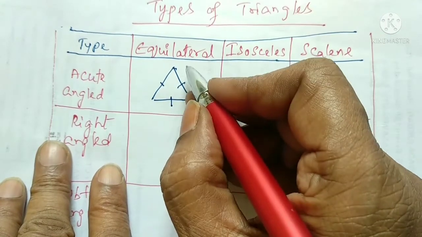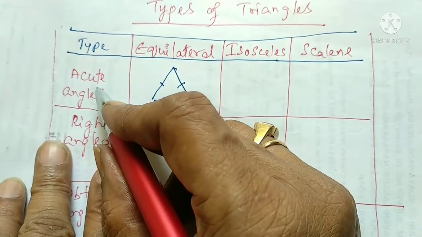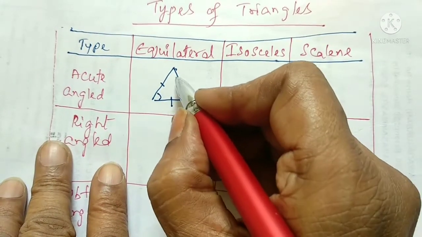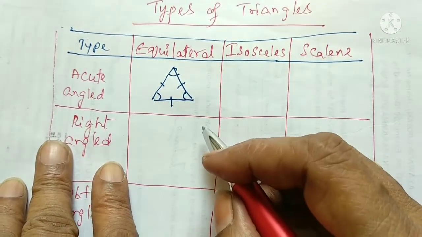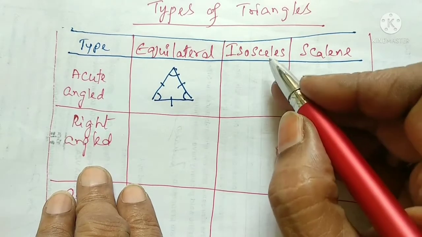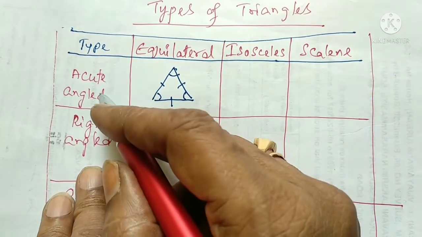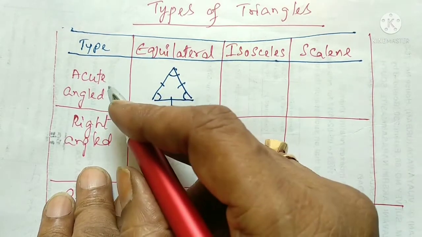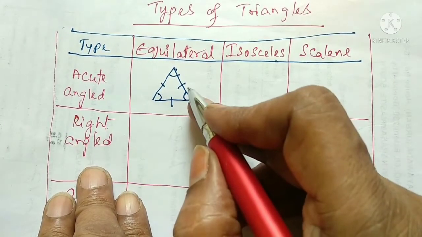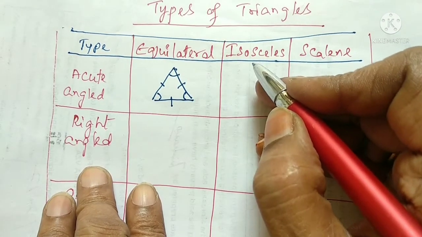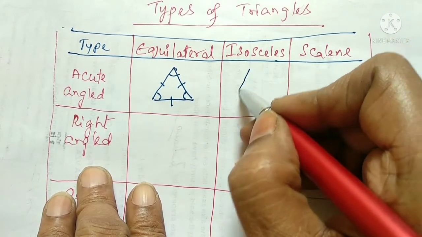Here all sides are equal, it is an equilateral triangle. And acute angle triangle means all angles are acute. Now, what about isosceles? It should be isosceles and acute angle. Acute angle means all angles should be less than 90, and isosceles means only two sides are equal.